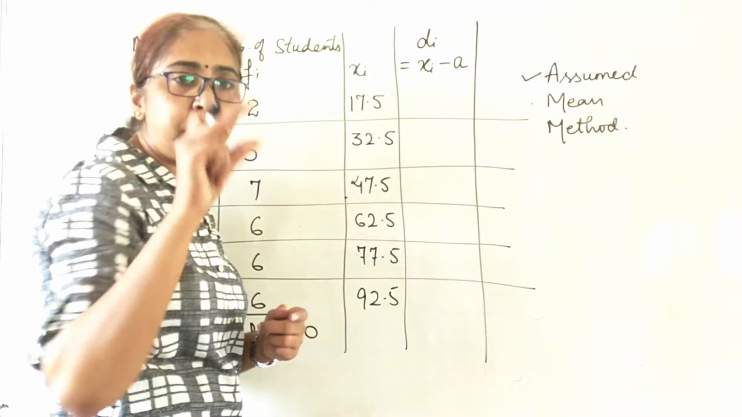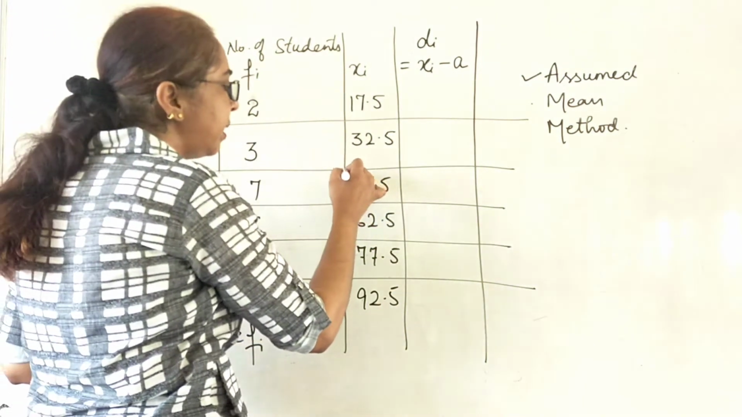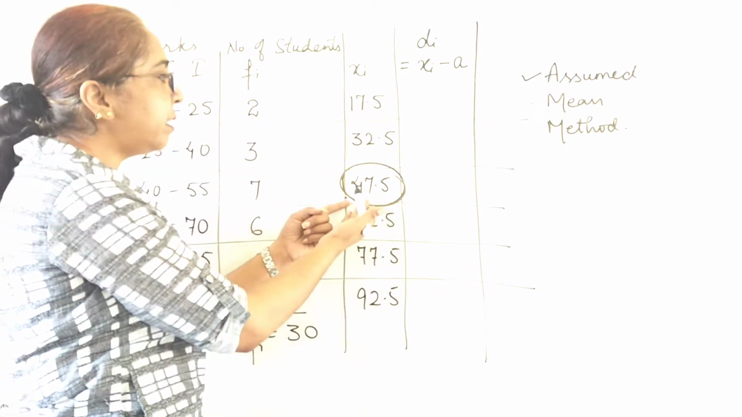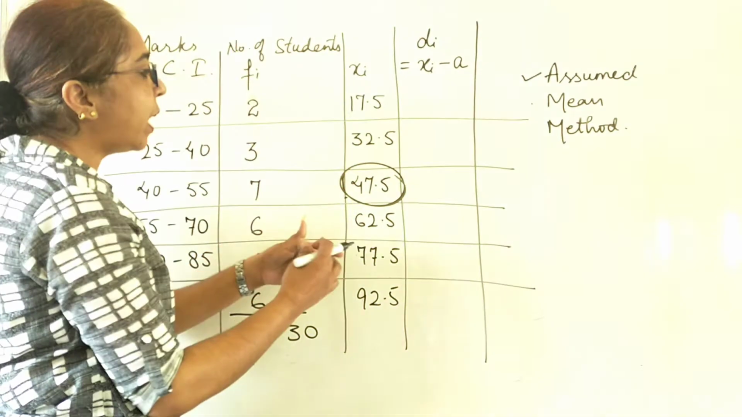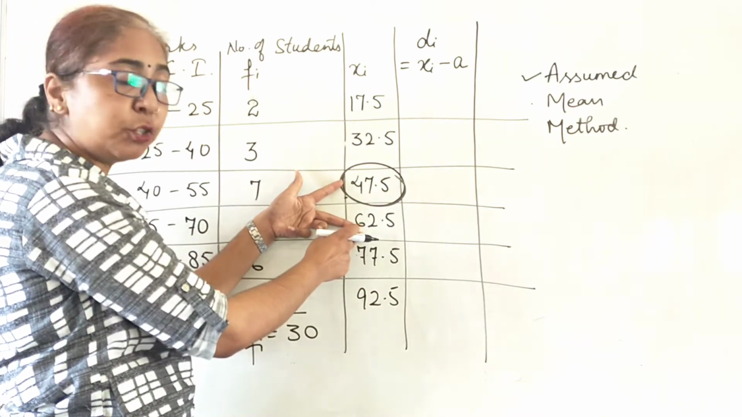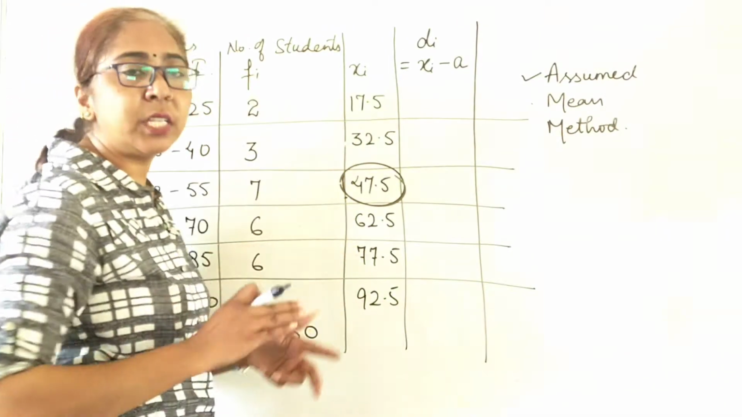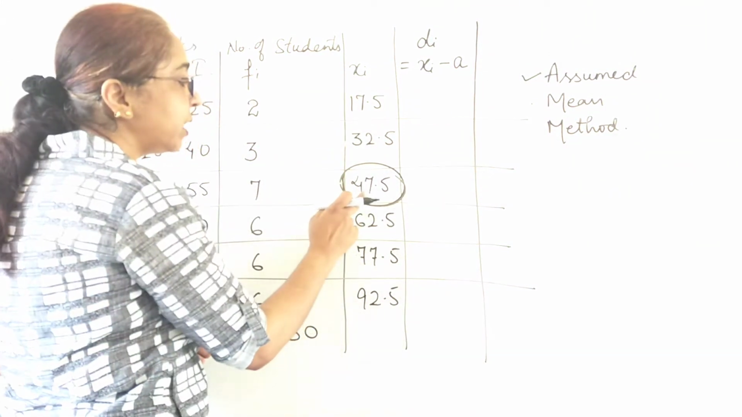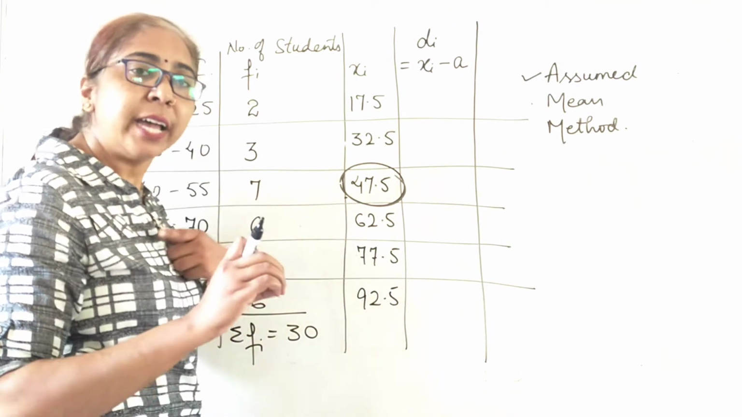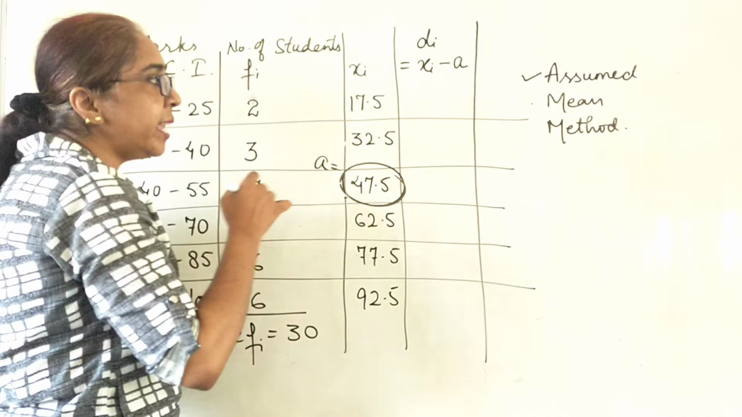So a is the number which we take from xi somewhere from the middle, otherwise you can take it from anywhere from the xi, right? So I'm taking here 47.5. We have two values in the middle here, 1, 2, 3, 4, 5, 6. So 47.5 or 62.5. You can take any one of them. So now I have taken 47.5 as the assumed mean. That means I suppose that this is our mean value. So this will be A.